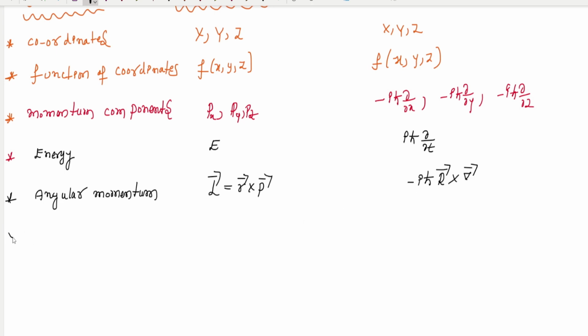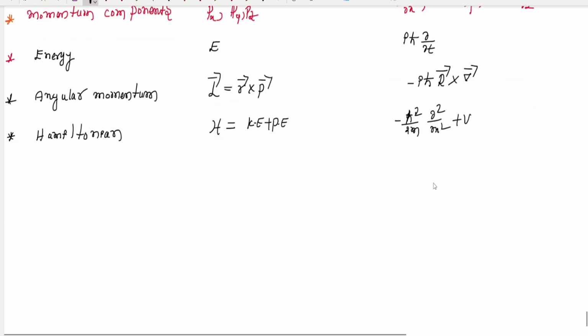Hamiltonian of the system. In classical mechanics, we know H is kinetic energy plus potential energy, right? So here we can express it in terms of operators: minus h cross square divided by 2m, dou square divided by dou x square, plus V. So this is the second postulate.